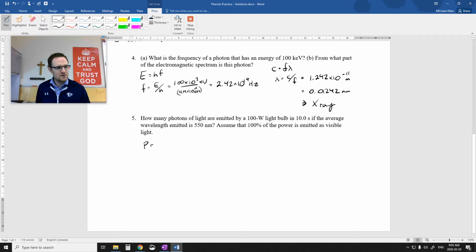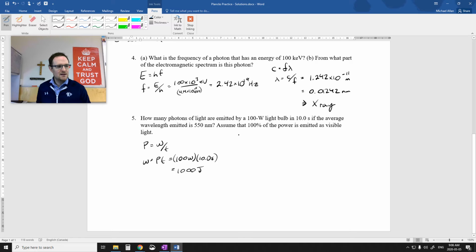Okay, how many photons are emitted by a 100 watt light bulb in 10 seconds? So first of all, what I'm going to do here is change this power into energy by taking the 100 watts times the 10 seconds. Oh, geez, let me just fix all of my units here. Times my 10 seconds. So I get 1,000 joules of energy there.